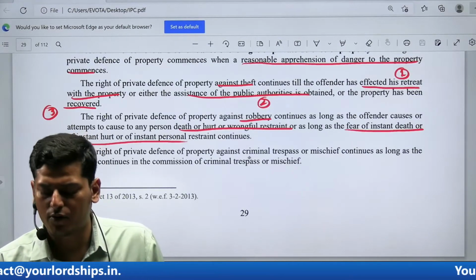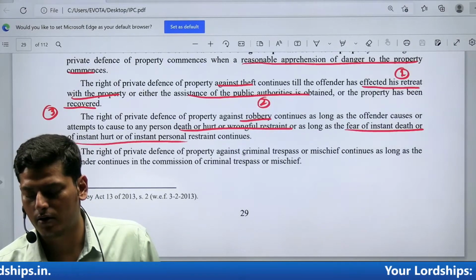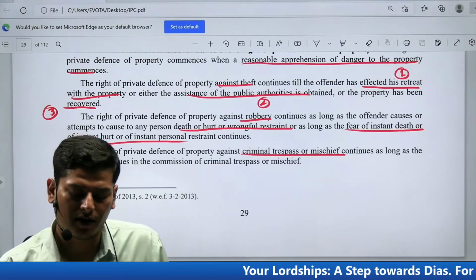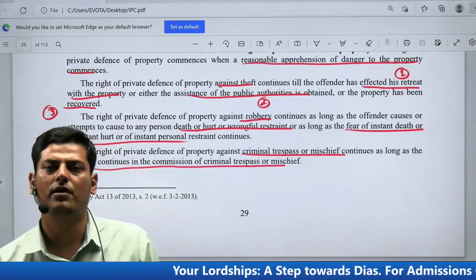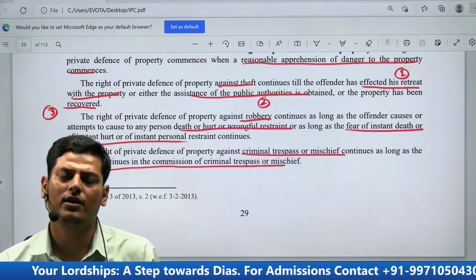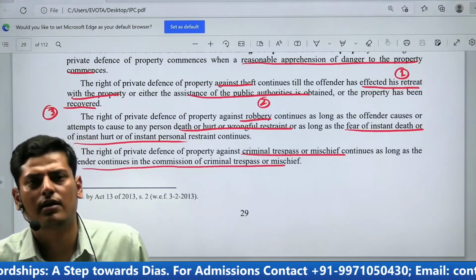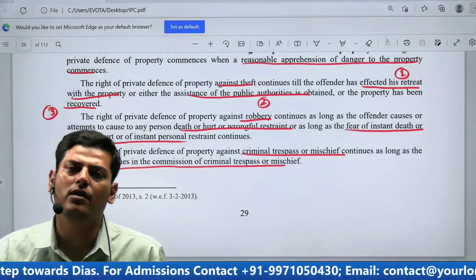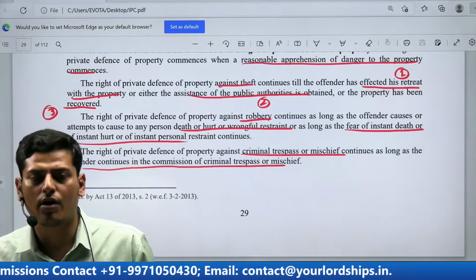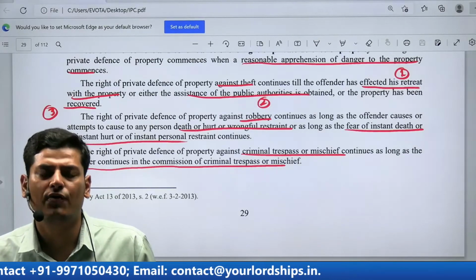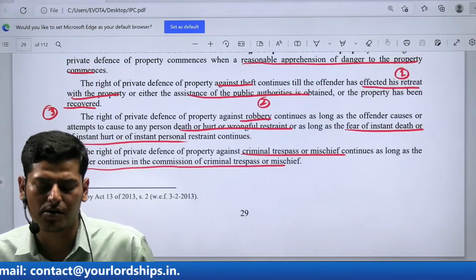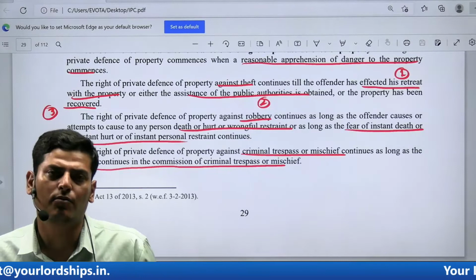The right of private defense of property against criminal trespass or mischief continues as long as the offender continues in the commission of criminal trespass or mischief. So इसके respect में offences against property में 3 चीजें, these 3 things are there. As long as the criminal trespass or mischief continues, as long as the offender continues to be in the state of trespass and mischief, the right of private defense will extend.